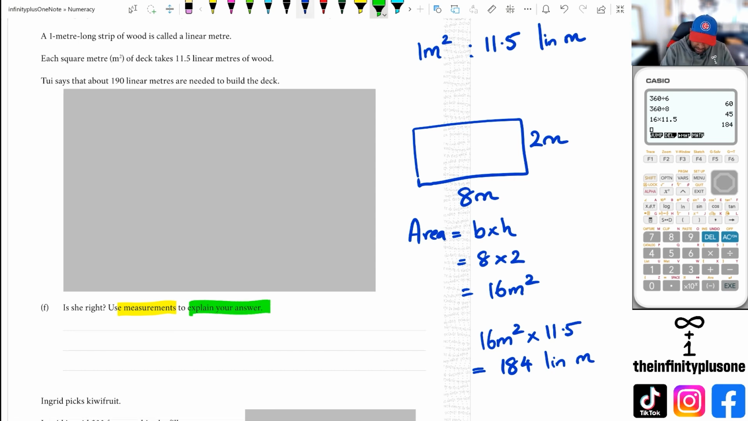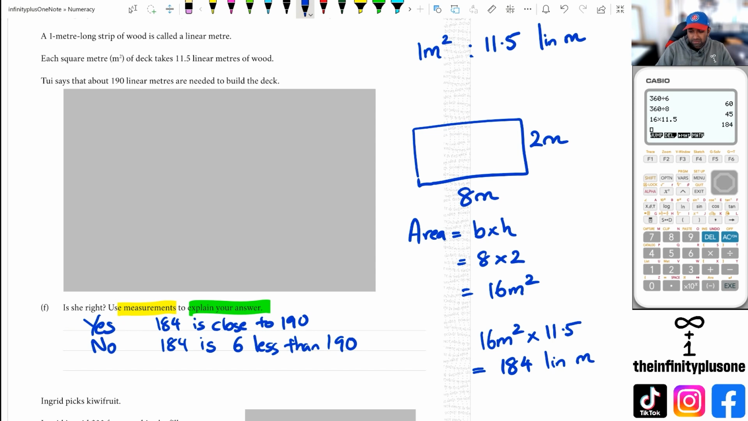So like I said, if you said yes, is she right? You could say yes, because 184 is close to 190. You might say no, because 184 is 6 less than 190. As you can see, either answer is correct, but the important part is you explaining your answer. So that's something you need to keep in mind for this particular exam paper.